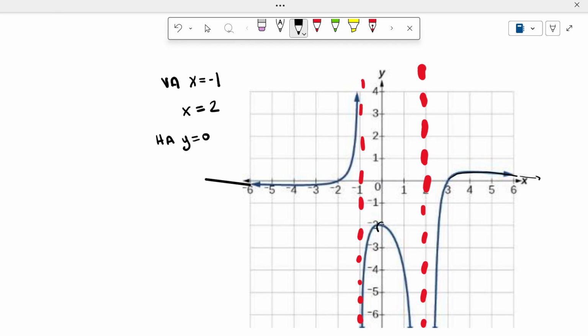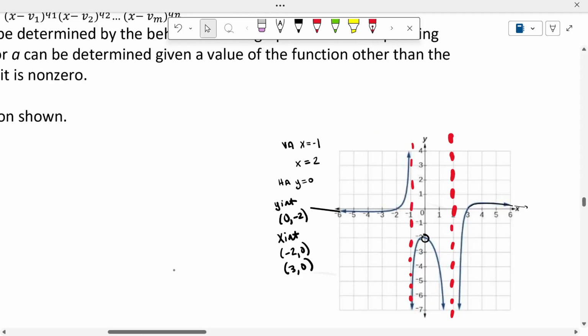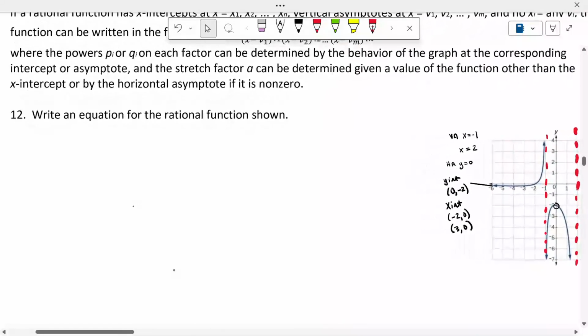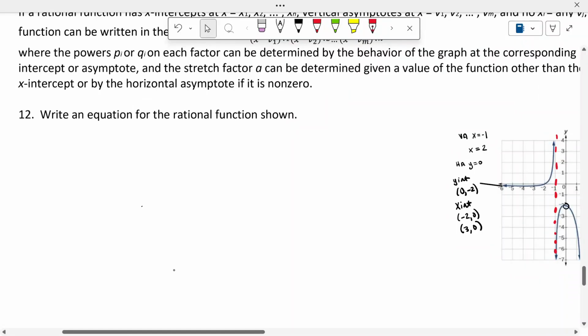It looks like, and more than looks like, a y-intercept at (0, -2). X-intercepts at (-2, 0) and (3, 0). And that's all we know from the graph so far. All right, let's see. Our job is to use what we know about rational functions and come up with our equation.